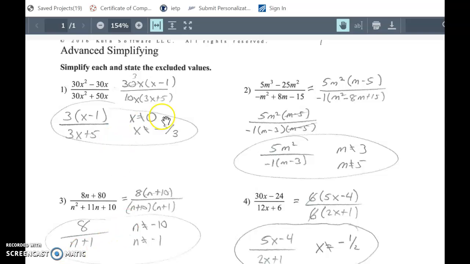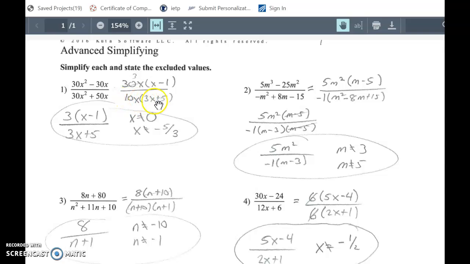So if we look at number 1 here, when you factor it, you have two factors, 10x and 3x plus 5. Before we reduce, we state our excluded values. And we look at the first factor, 10 times x. If x were 0, that would make the bottom be 0. So therefore x can't be 0.